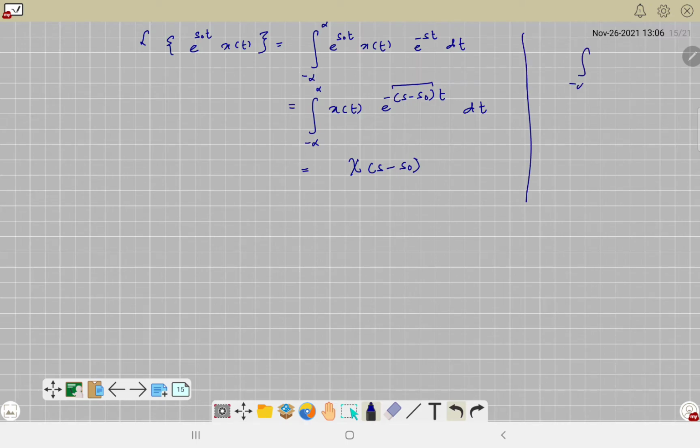Like in the normal case, integral from minus infinity to infinity of x of t e raised to the power minus s t dt. यहाँ पे सिर्फ s है argument में, so it is x of s. यहाँ पे s minus s naught है, so it is x of s minus s naught. So we call it shifting in the s domain.